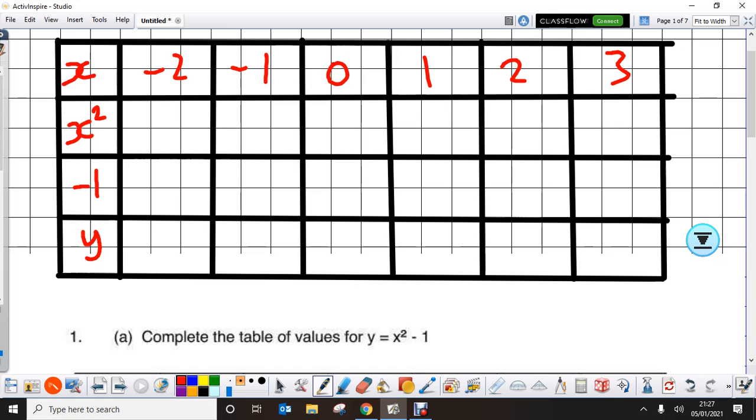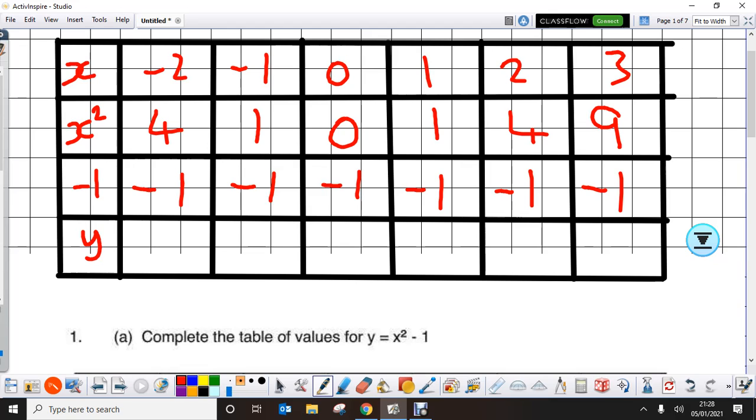First step is I'm going to find x squared, and you will find x squared will be the same on every single row. 4, 1, 0, 1, 4, 9. You cannot have a negative square number. It's always positive. Two negatives multiplied together make a positive. If I'm looking at the next row down, there is no x value involved. So really simple, that's my constant value. -1 is going to get written in.